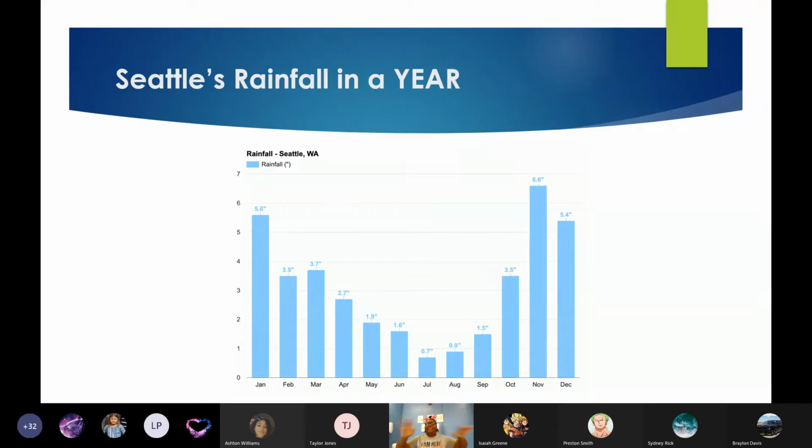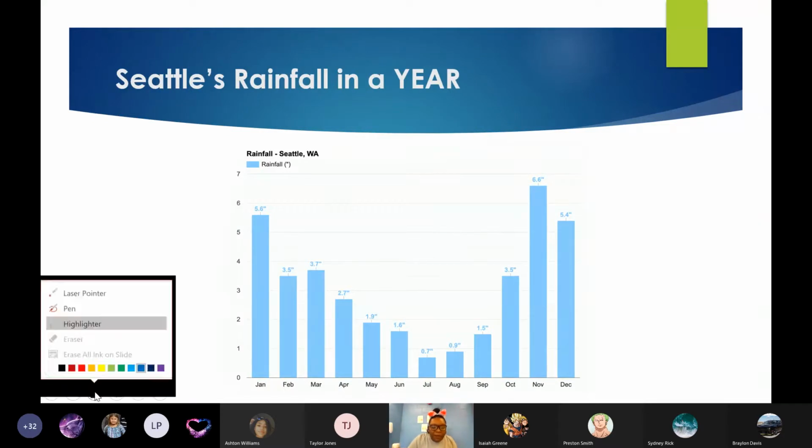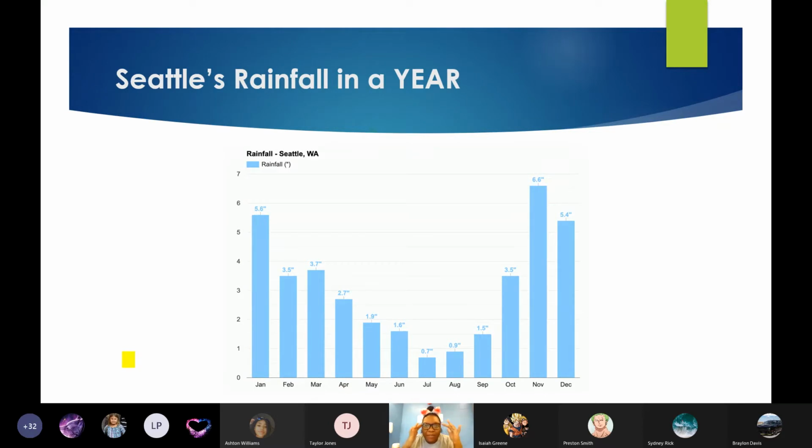So let's look at Seattle's rainfall. First period kind of struggled with this, so I want us to take our time here, second period. Let's look here. You don't have to draw this chart. We're looking at this bar graph, and this tells us the rainfall that happened in a year. Guys, this is talking to us about climate. Don't look at the size of the bars, I want you to look at the numbers. This is measuring the amount of rainfall that occurred in a year in inches.